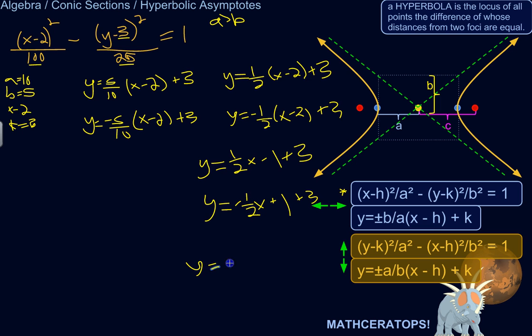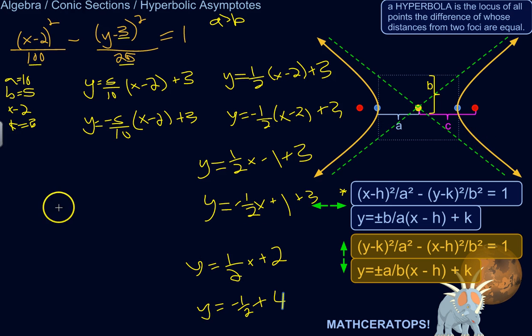I kind of feel like I'm writing this too many times. And y equals negative 1/2 x plus 4. Those would be the two equations for our asymptotes.